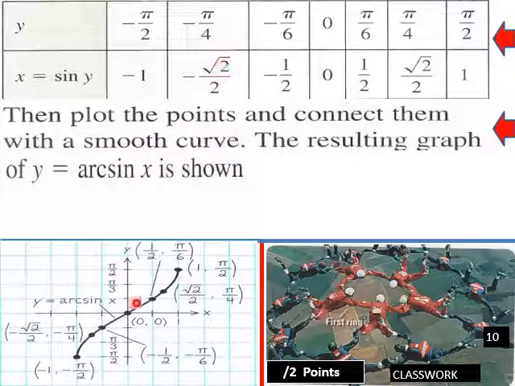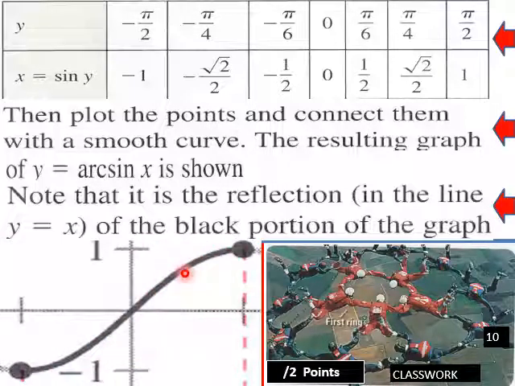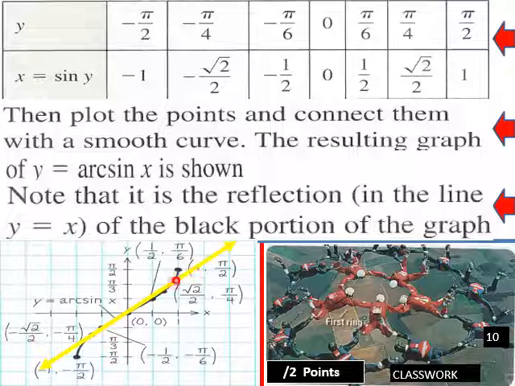So when you plot these onto a grid, this is what you get. The resulting graph of y equals arc sine x is shown. Note that it is the reflection in the line y equals x of the black portion of the graph. So this is what would be the black portion of the graph here. This is kind of a blow up of what's going on with x equals sine y. And then again, you have this here to give your y equals x. Note that it is a reflection in the line y equals x, on both sides of the origin. It is reflected in this line here.